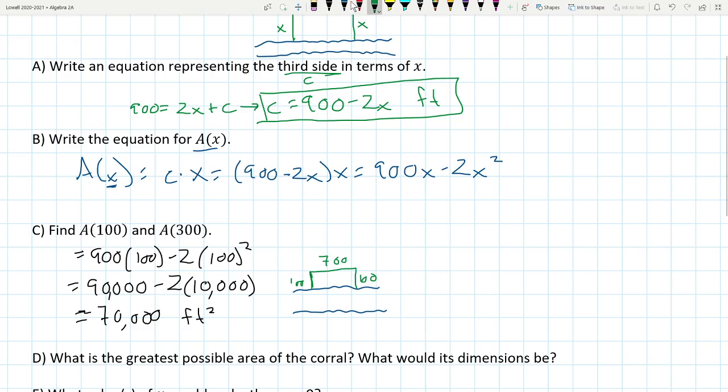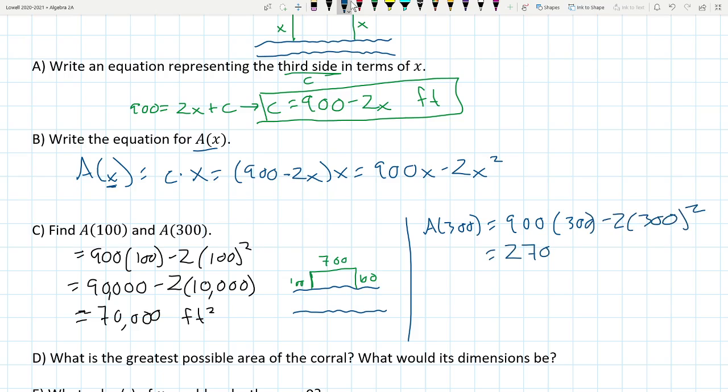If you want to do the same thing with A of 300, that'd just be 900 times 300 minus 2 times 300 squared. That's going to be 270,000, minus 2 times 90,000. And that'll be, I think, 270 minus 180. So I think that'll actually be 90,000 square feet.